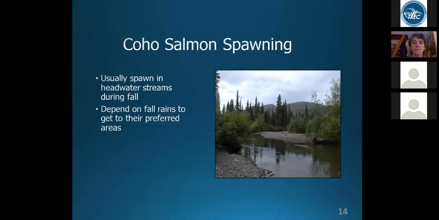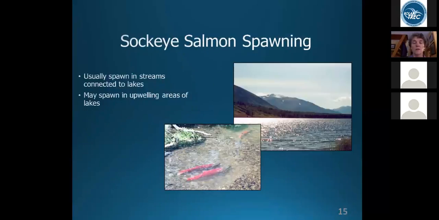So sockeye are associated with lakes. They usually spawn in streams connected to lakes. Either a lake system is upstream or downstream. A few of them will actually spawn in upwelling or spring areas within the lakes themselves.